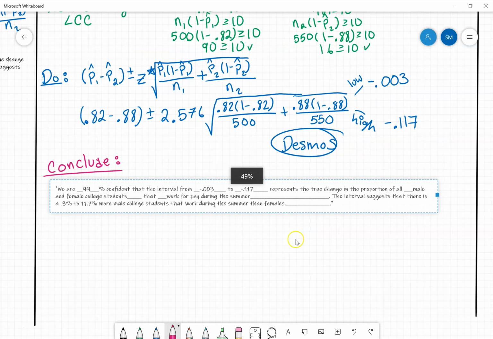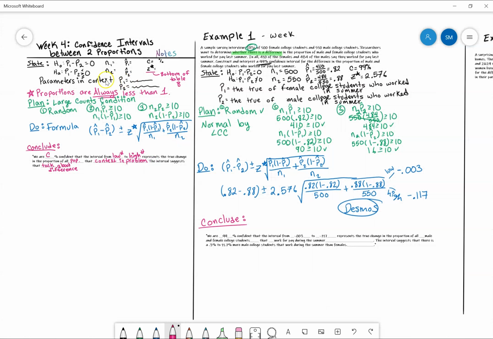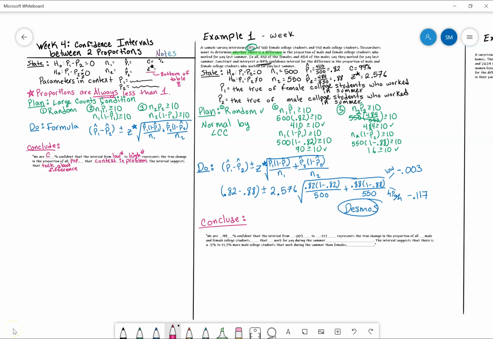So here's what I want y'all to check out really quick before I run out of time. Here are the notes side by side. So we have our state, our plan, do, and conclude. And there you go. So we have our problem. It's completed. We're done. Awesome. The next video is going to contain one more example if you want just a little more notes.